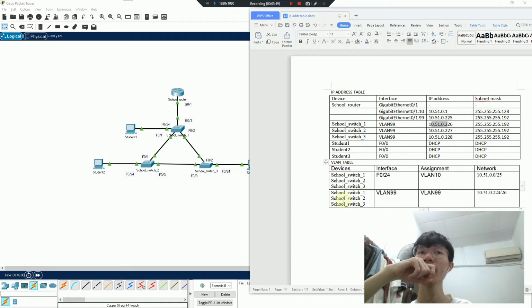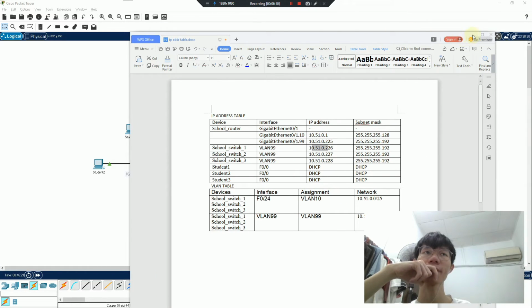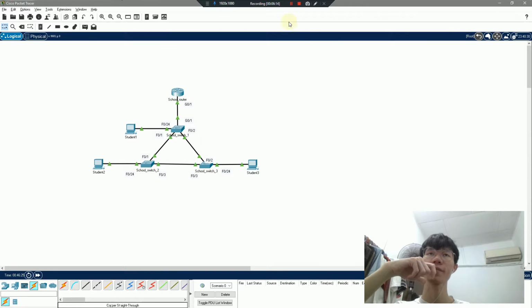And next, all the switches will have the interface VLAN 99 configured, and all of the VLAN interface 99 will be assigned to VLAN 99, and the network is 10.51.0.224/26. So this is the IP address table and the VLAN table.